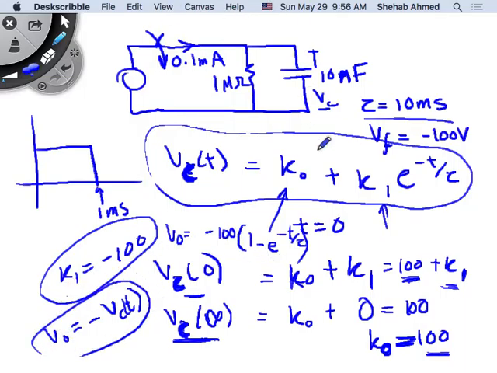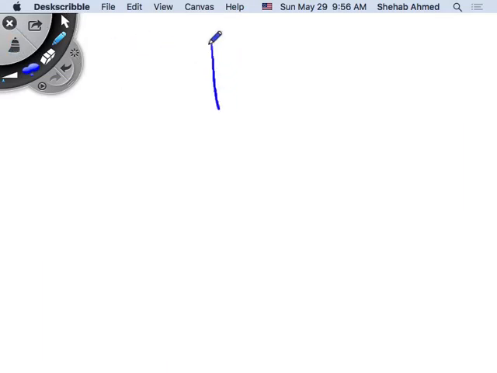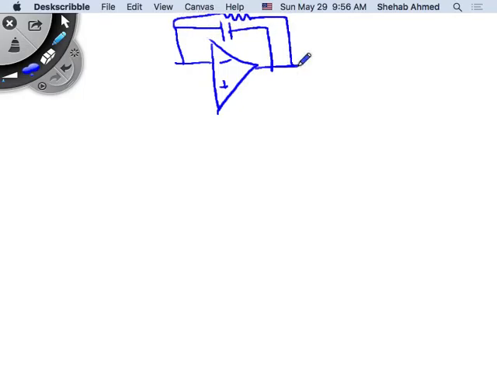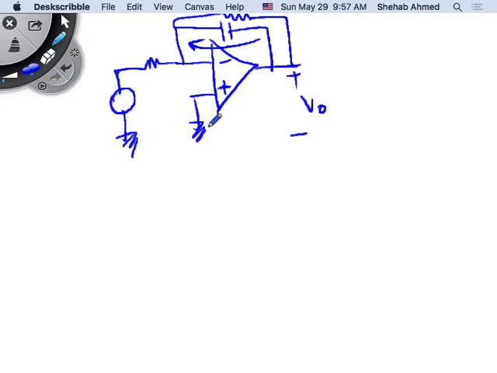Now remember, all of this was without the op amp, right? Everything we did here had nothing to do with the op amp. But is everybody okay with what we did here? Okay, so now let's relate it to the op amp. I know that my op amp circuit looks like this, and this is my V output, this is my V input, and this is ground.